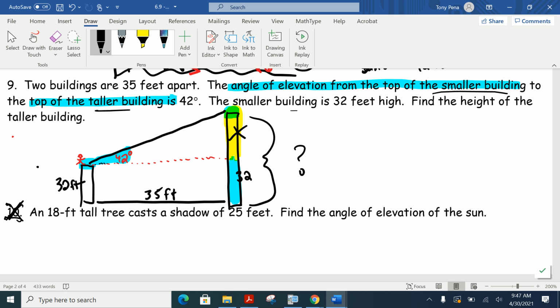If that's 10, then couldn't we say this is 42 overall? The 10 and the 32 would make 42. If x ends up being 50, then I would add these together. This would be 82. So we need to find this, add 32 to it, and then that gives us the size of that whole thing.